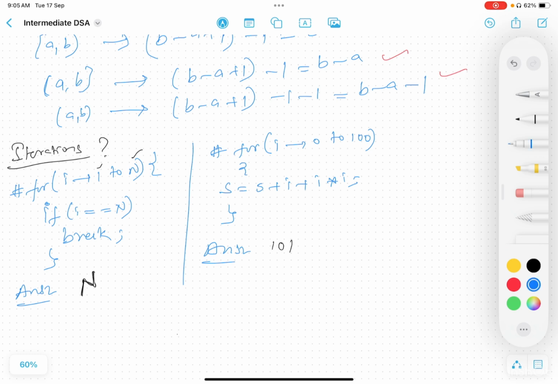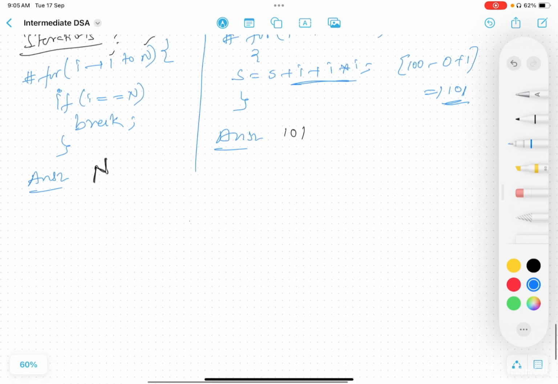Because I am not breaking with any condition, so it obviously runs through 0 to 100. That means 0 and 100 are included, right? So 100 minus 0 plus 1, which is 101. Right? Clear? We'll take one more example.